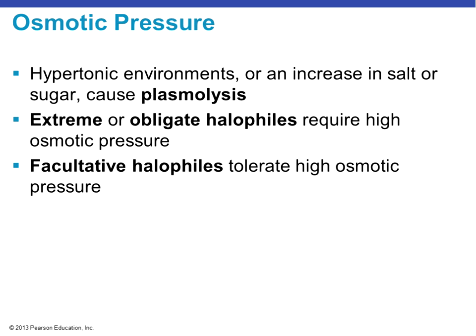Some bacteria like things that are really salty. We call them extreme or obligate halophiles, which means they need to have a high osmotic pressure, a very high salt or sugar content, very little water there. And then we have those that are called facultative halophiles, that even though they don't necessarily like a high osmotic pressure, they can tolerate or deal with it.